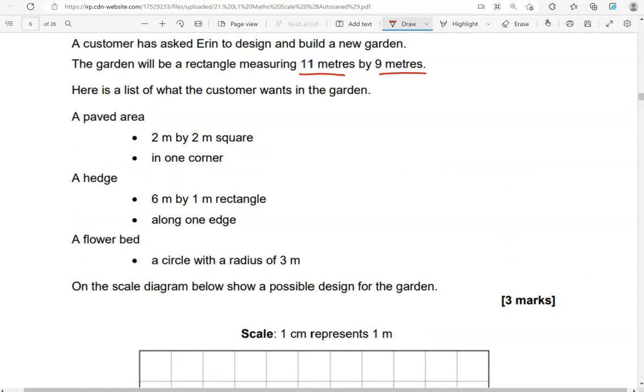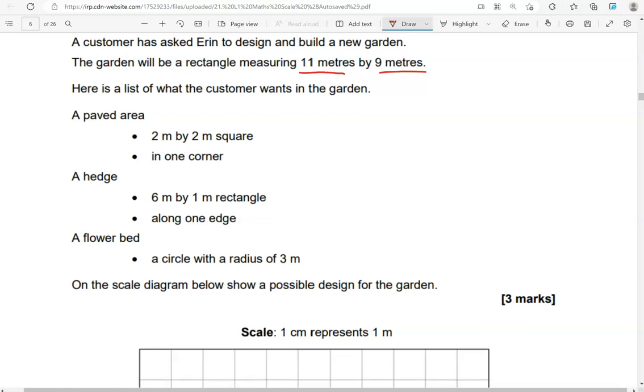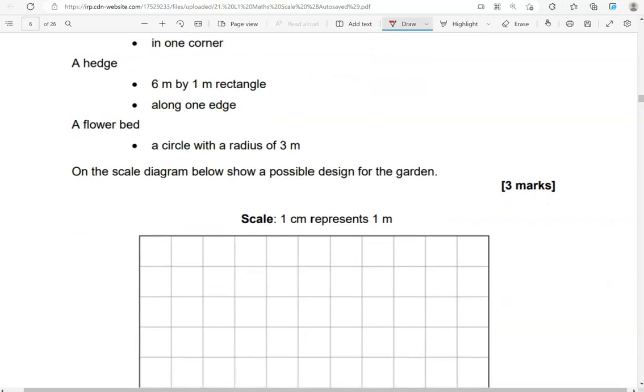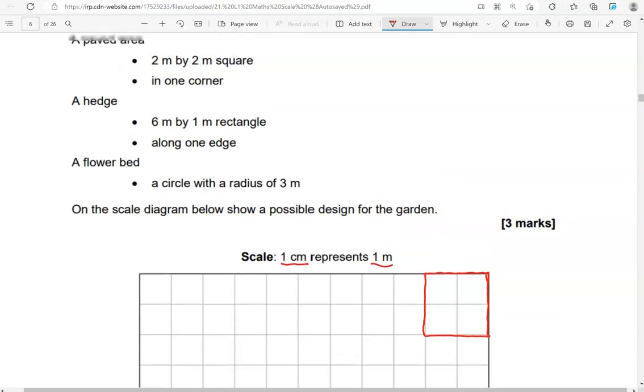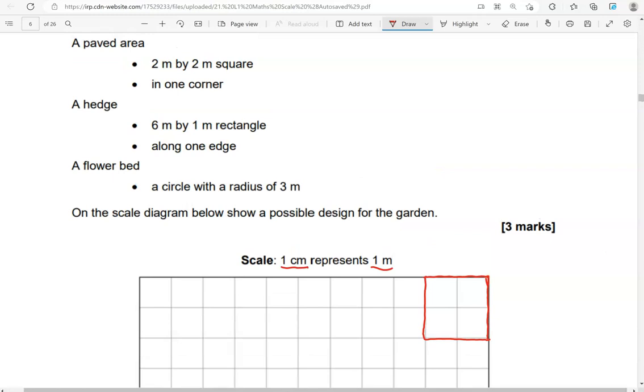Now we've got to draw the paved area, which should be in a corner, so 2 meters by 2 meters. So that is 2 squares by 2 squares. Just going to do it here. I say 2 squares because we've got here that 1 centimeter represents a meter. So 2 meters will be 2 squares. And the length of each square is on the grid 1 centimeter. So we've done the paved area.